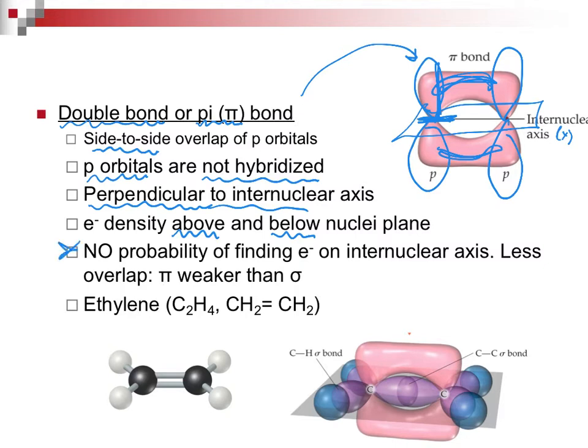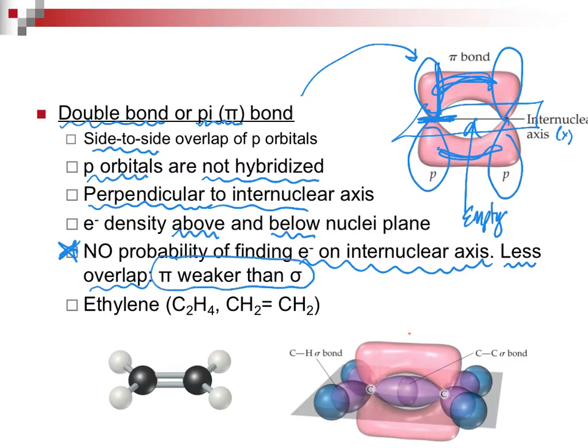The most important thing is there's no probability of finding an electron on that internuclear axis. Notice this is empty, okay? So essentially there is no electron along that axis, and because of that, we know there is less overlap, and from that we can say a pi bond is weaker than a sigma bond.